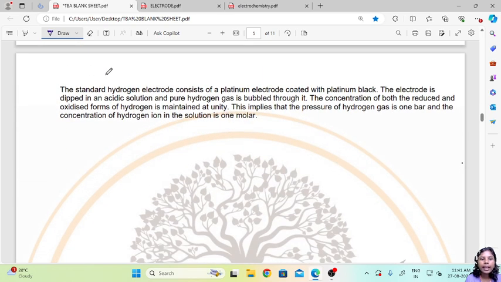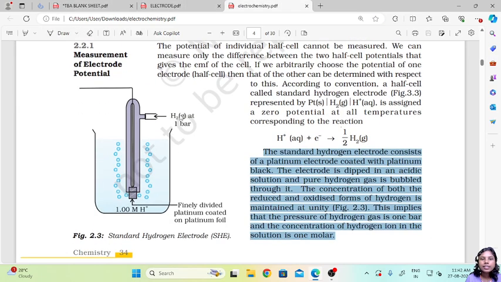Now the standard hydrogen electrode, it consists of a platinum electrode coated with platinum black. The electrode is then dipped in the acidic solution and pure hydrogen gas is bubbled through it. The concentration of both the reduced and the oxidized forms of hydrogen is maintained at unity, that is the concentration is around 1 molar. This implies that the pressure of the hydrogen gas is 1 bar and the concentration of hydrogen ion in the solution is 1 molar. So this is all happening at a standard condition.